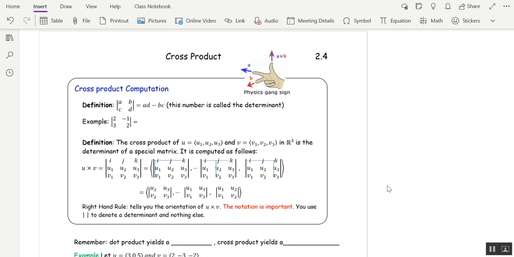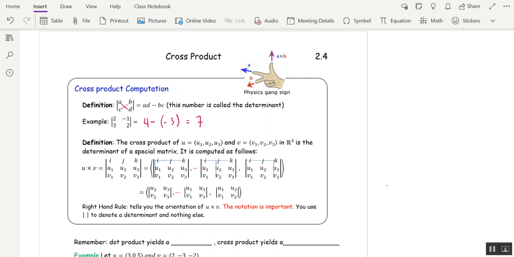If I have A, B, C, D, four numbers with straight bars around them, that means determinant, and we multiply on the main diagonal and then subtract the product on the off diagonal. So for example, this determinant here is 2 times 2, which is 4, minus -3, which is 7.